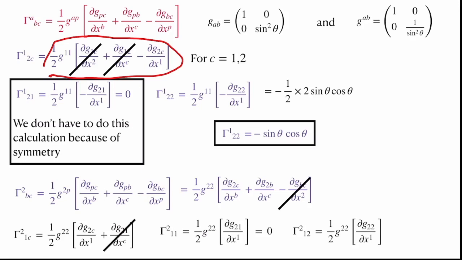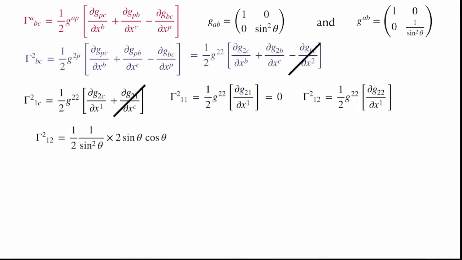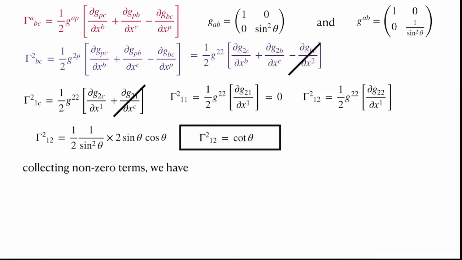We can now compute. We get gamma 21 as half G22 into differentiation of G22 with respect to x1, and we know that is sine square theta. Again, these two terms cancel out, because G upper 22 is 1 by sine square theta, and then we end up having gamma 212 as cot theta. So this is a somewhat nasty calculation even for 2 dimensions. Then you think of what would happen in 4 dimensions.